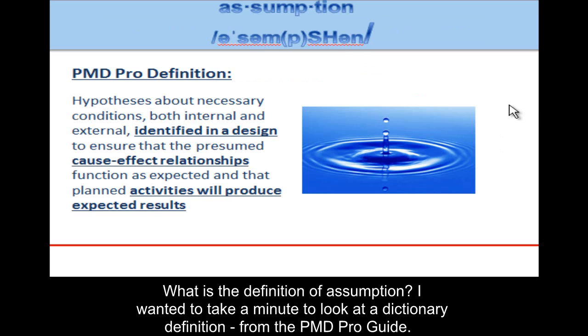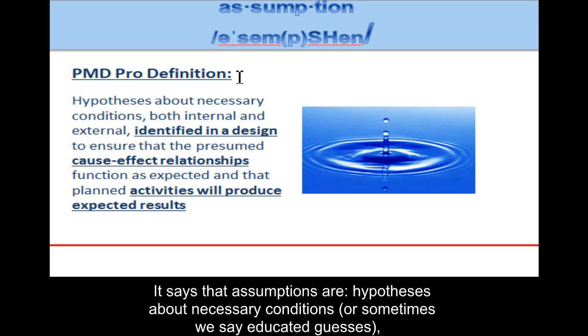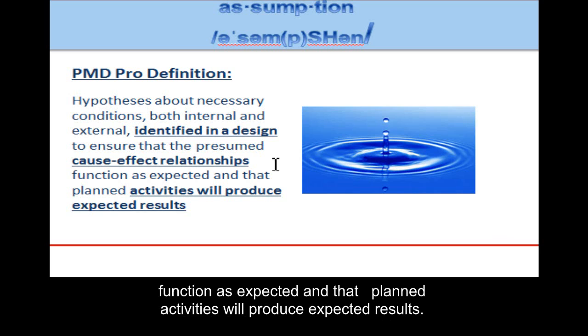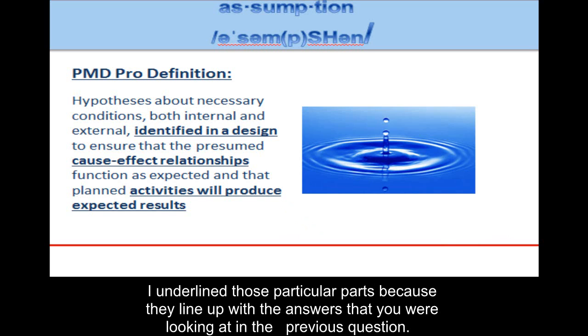Now, what is the definition of assumption? I wanted to take a minute and just go back to the dictionary. The dictionary definition from the PMD Pro guide says that assumptions are hypotheses or ideas, or sometimes we say educated guesses about necessary conditions, both internal and external conditions, identified in a design to ensure that the presumed cause and effect relationships function as expected and that planned activities will produce expected results. And I underlined those particular parts because they line up with the answers that you were looking at in the previous question.